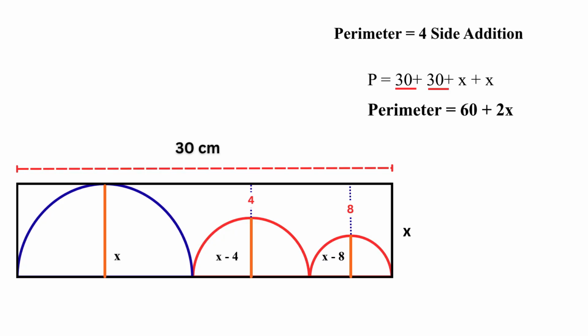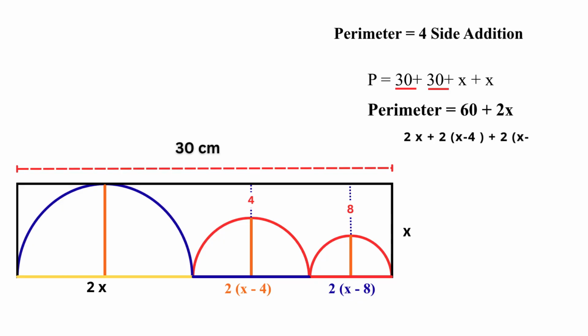Okay, look at the diagram. The three semicircles sit side by side along the bottom of the rectangle. And we also know that the diameter of each circle is equal to 2 radii. So, if we add all the diameters of the circles, it equals the length of the rectangle, which is 30 centimeters. So, this one becomes 2x. This one is 2 into x minus 4, and this one is 2 into x minus 8. By adding all these, it equals 30 centimeters.